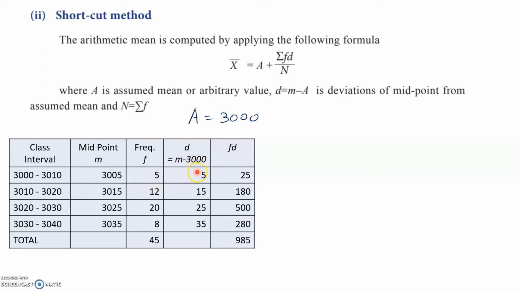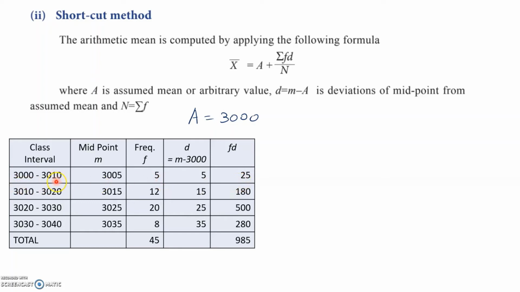Once you have done D with M minus 3000, which is A, you would now multiply each of these values, which is D, with the frequency. So frequency multiplied by this D would give you FD. So what did we do? Let me just crack this in a nutshell.